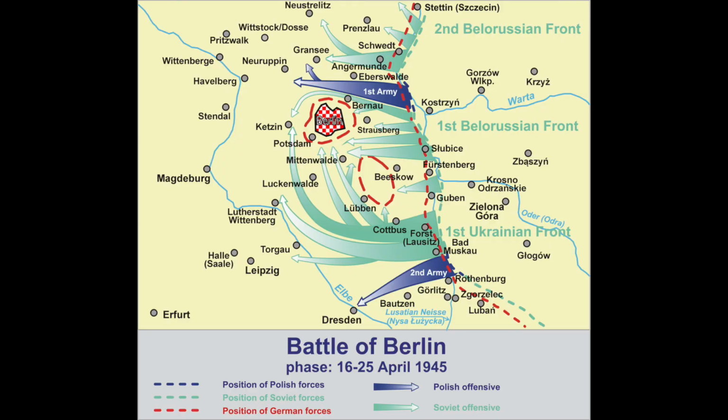And then this will be the last photo, a fitting way to end it. The Battle of Berlin, the last battle on the Eastern Front. This was the phase from April 16th through April 25th, 1945, with German forces getting completely surrounded by the Soviet Union, and also Polish forces as well.